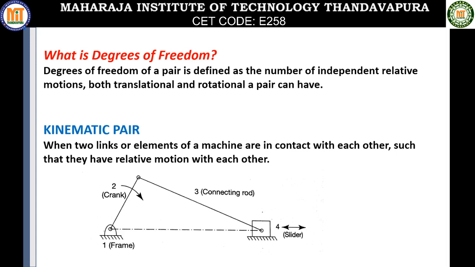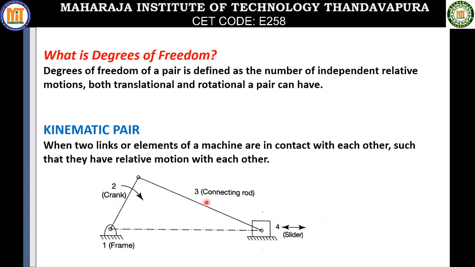If I talk about the same example of the single slider crank mechanism that I discussed in the previous slides, link 1 and link 2 are a kinematic pair because they are in direct contact and also they have relative motion with respect to each other. Even though link 1 and link 3 have relative motion with respect to each other, they are not in direct contact. So I cannot call link 1 and link 3 a kinematic pair.